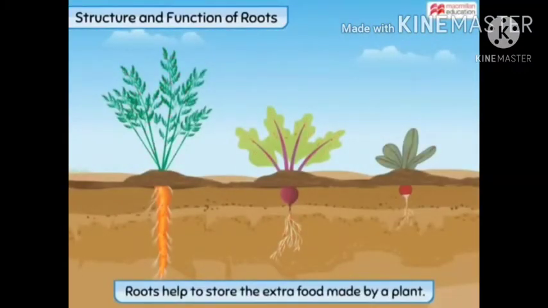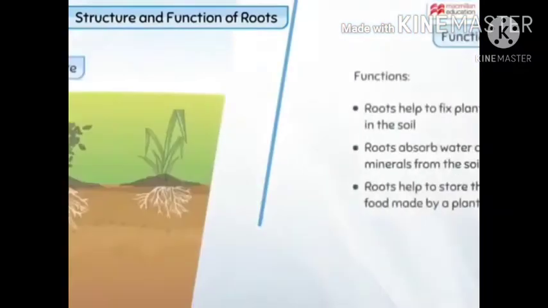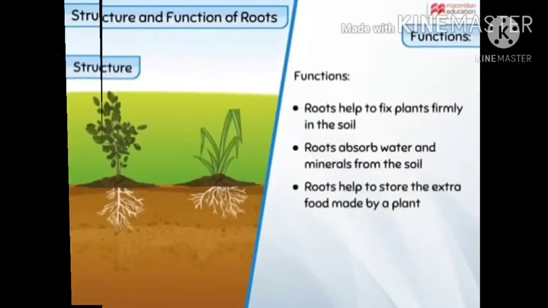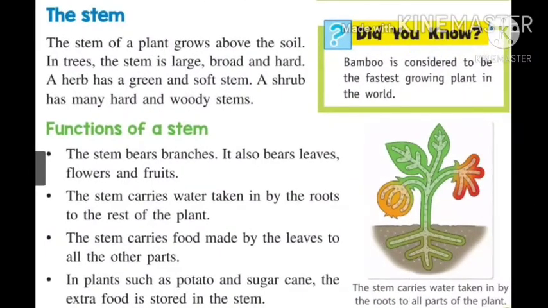Roots of many plants such as carrot, beetroot and radish also help to store the extra food made by a plant. Now we all know how important the roots are to the plant. Now we will talk about another part of a plant, that is the stem.